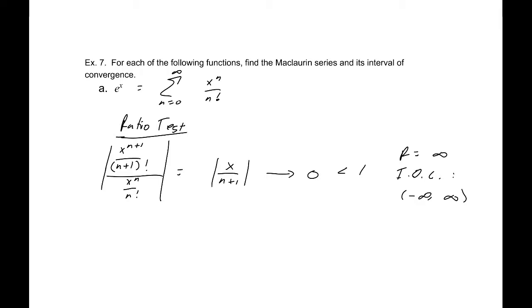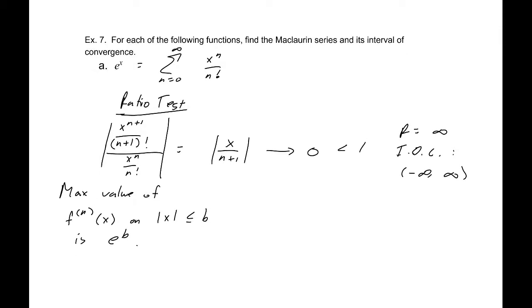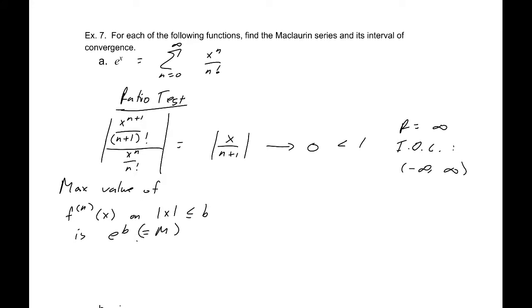All right, so the maximum value of any derivative of e to the x, on absolute value of x being less than or equal to some value b. We're just going to pick a number, call it b. The maximum value is e to the b. We are going to make this value equal to our m. That's what we're going to use. That's our maximum value to try out.